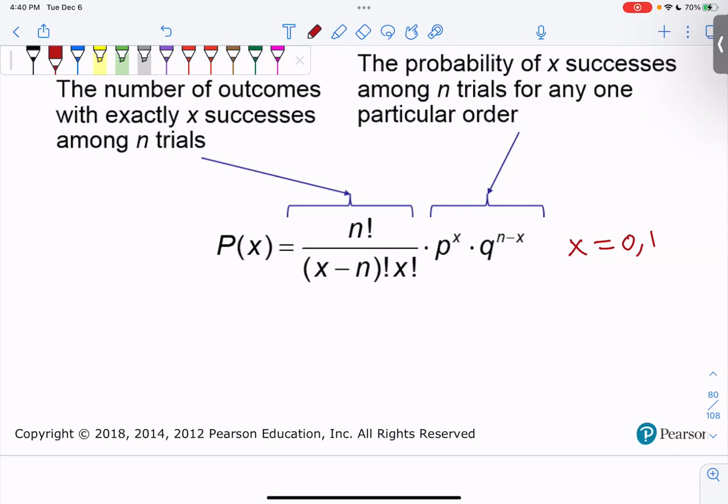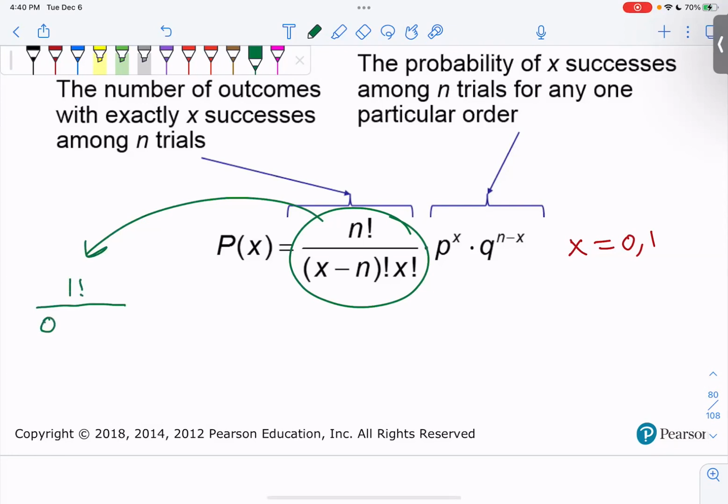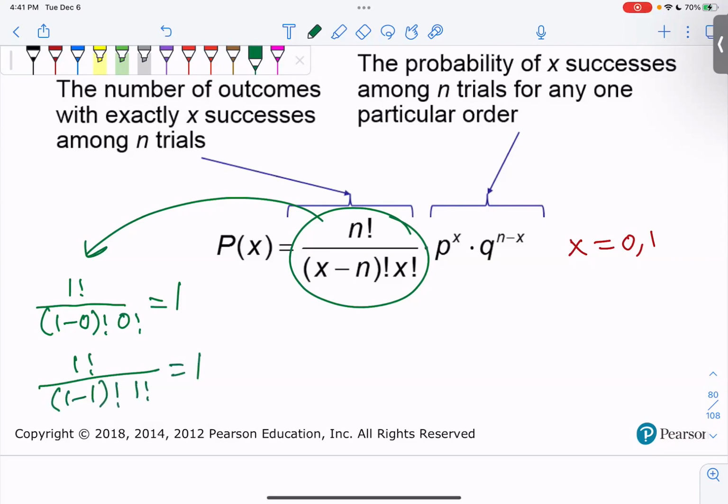So if you get the value of x as 0 or 1, and you plug 0 into this part, it will be 1 factorial over 1 minus 0 factorial, and we have here 0 factorial. If you check this, you'll find it equal to 1. And also, if you plug in x equal to 1, it will be 1 factorial, 1 minus 1 factorial, and here we have 1 factorial, which is equal to 1.